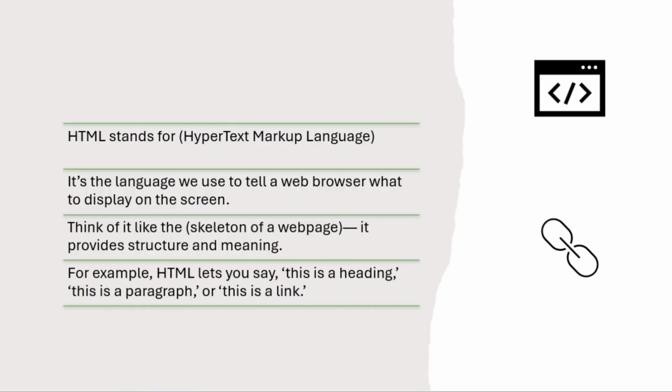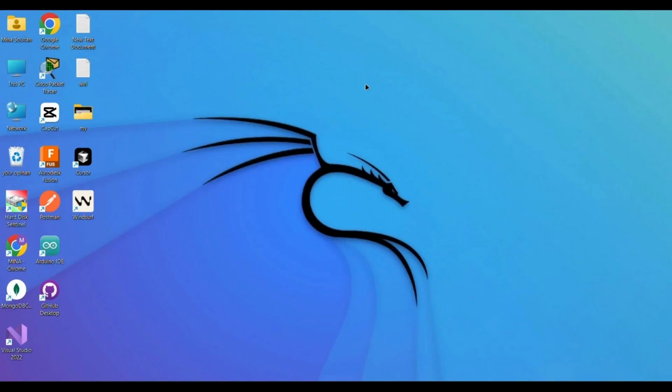HTML stands for Hypertext Markup Language. It's the language we use to tell the web browser what to display on a screen. Think of it like the skeleton of a web page. It provides structure and meaning. For example, HTML lets you say this is a heading, this is a paragraph, or this is a link.